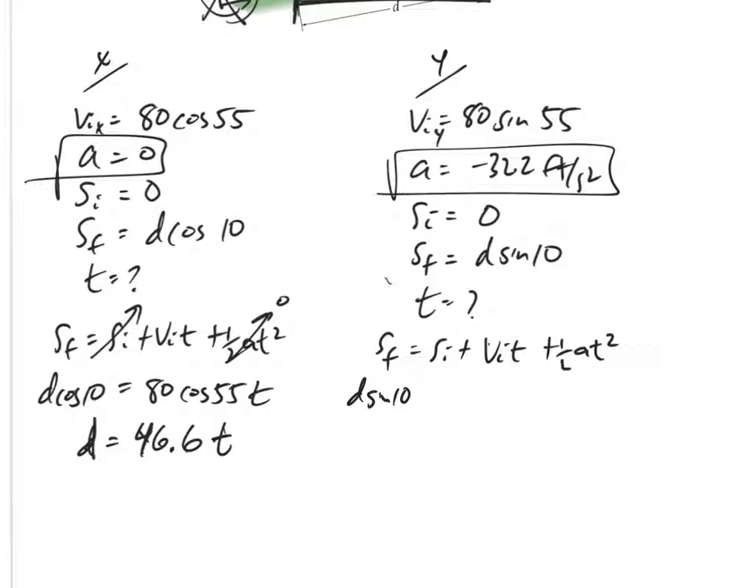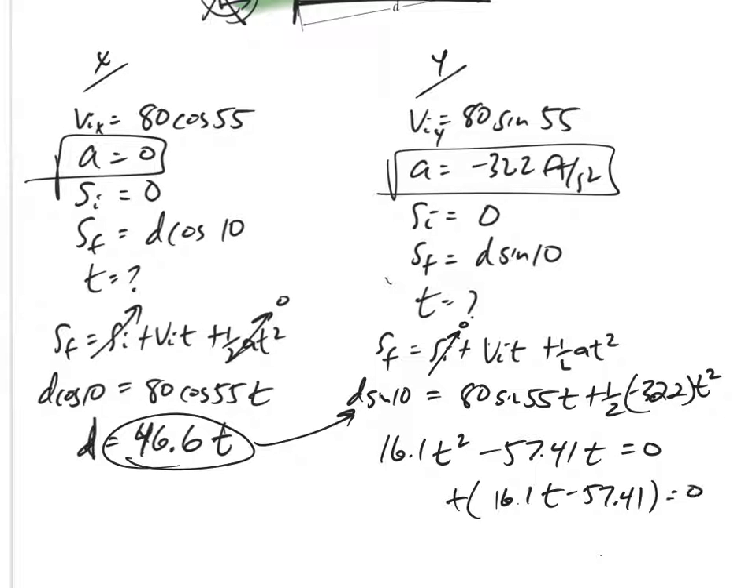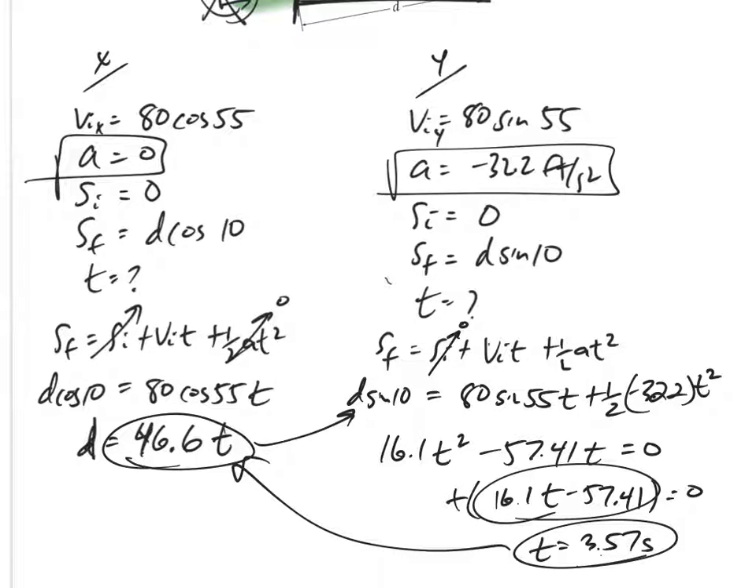SF is D sine 10, is equal to, starts at 0, 80 sine 55 t plus 1/2 negative 32.2 t squared. So plug in this 46.6 t right here. A little bit of math, and I would get 16.1 t squared minus 57.41 t is equal to 0. Factor out a t: 16.1 t minus 57.41 is equal to 0. So either t is equal to 0 or t is equal to 3.57 seconds. Plug this in right here. D is 166 feet.